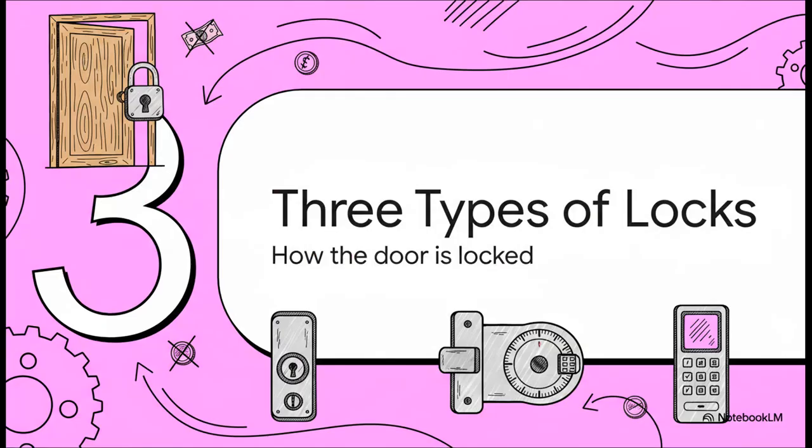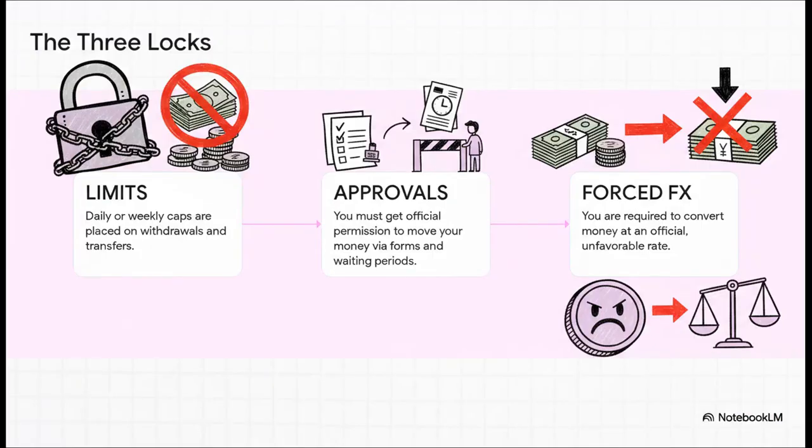And just like any door, this one can be secured in a few different ways. There isn't just one type of capital control. There are several common methods, or locks, you could say, that are used to restrict the flow of money. So let's look at the three main types. First up, you've got limits. All of a sudden, there's a cap on how much you can withdraw from an ATM or transfer in a week.